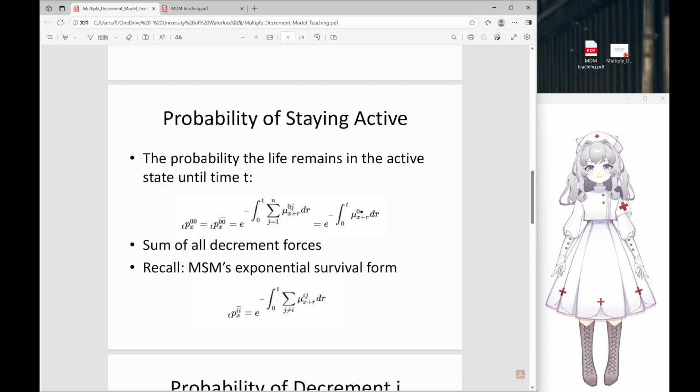So we have the summation over j from 1 to n of mu^{0j}, and we can also use another notation, the 0 dot, which means all j are included here. And this is our probability of staying active.